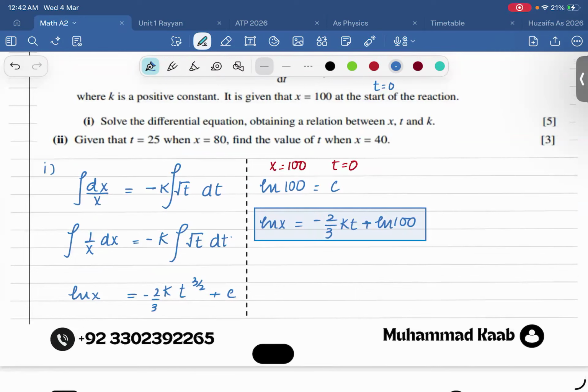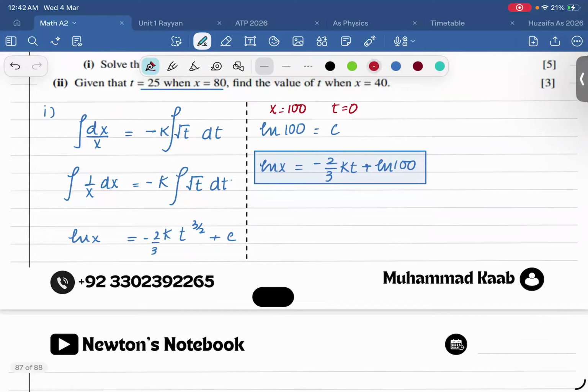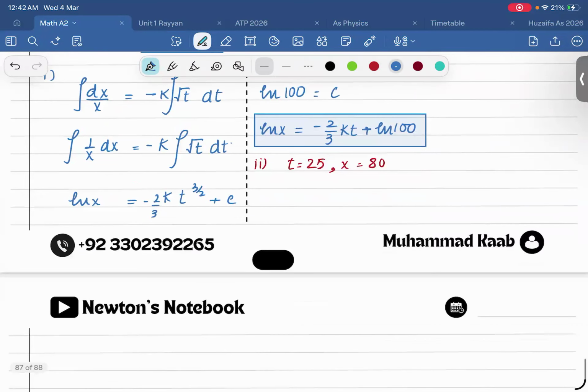Now the second part is, given that t is 25 and x is 80, find the value of t when x is 40, right? So you can use the first value to find out k, and the second value of x to find its corresponding value of t, right? So let's use t equals 25 when x is 80, and solve it. So ln 80 equals minus 2 over 3, and then k is to be found, t is 25, plus ln 100.